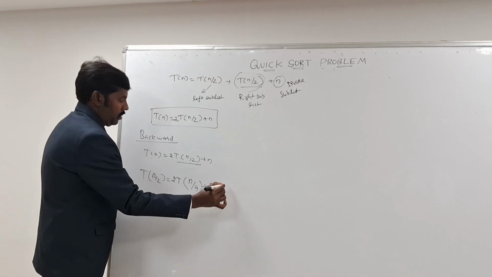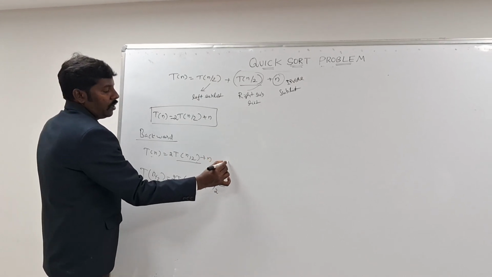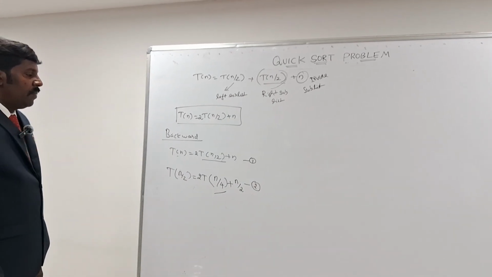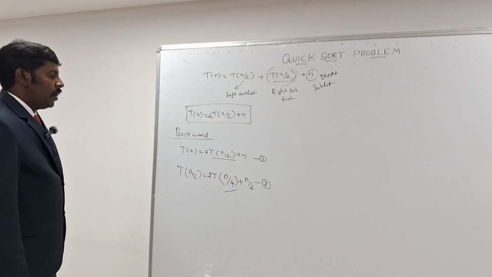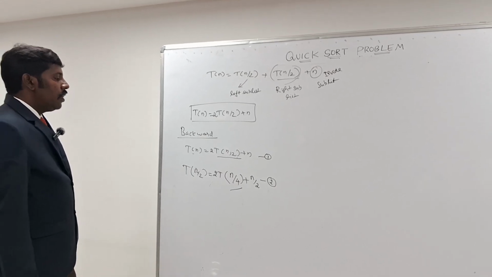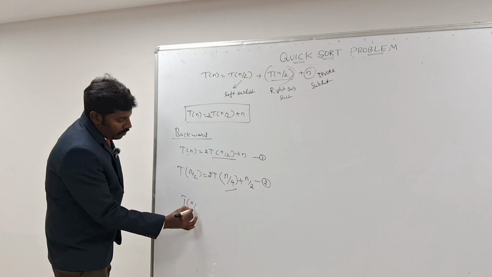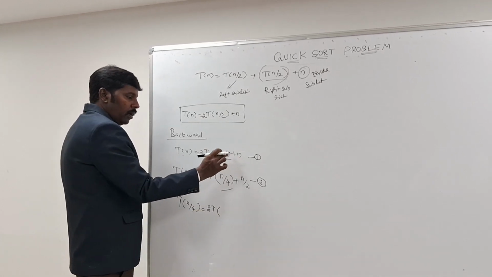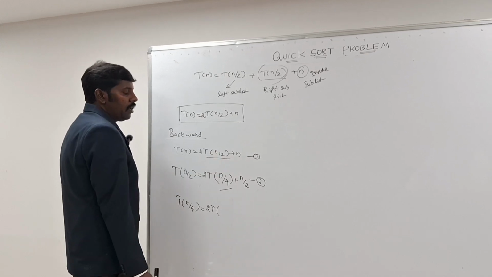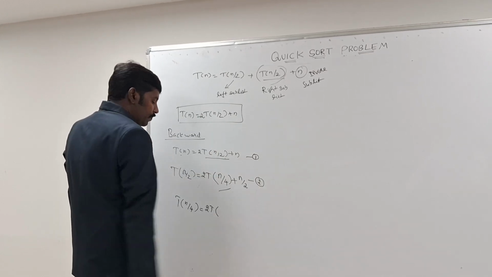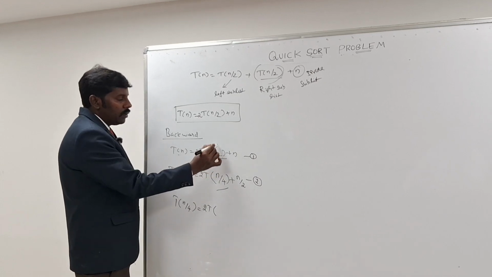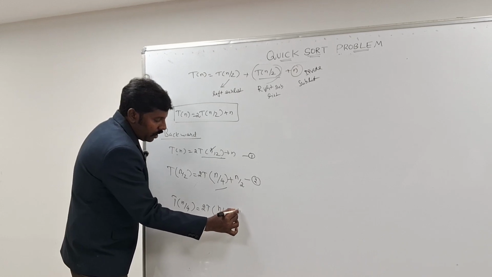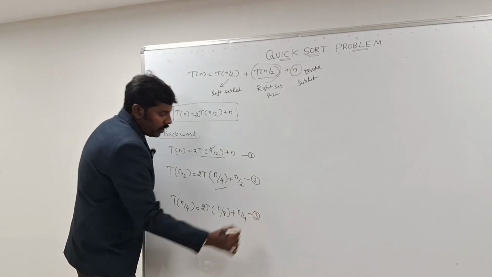This is equation number 1, this is equation number 2. Again you find T(n/4), that means n is replaced by n/4. Substitute in equation number 1, not equation number 2. Right? Now n replaced by n/4, we get T(n/4) = 2T(n/8) + n/4. This is equation number 3. It's enough.